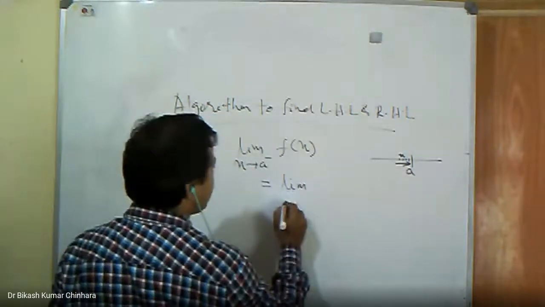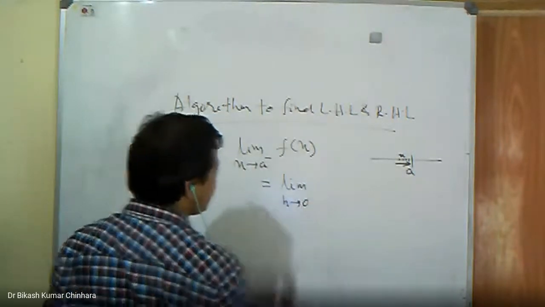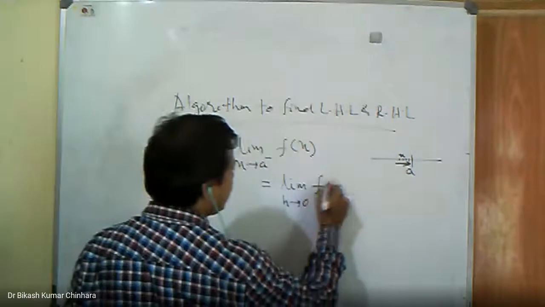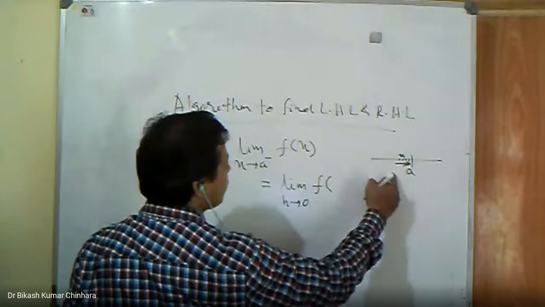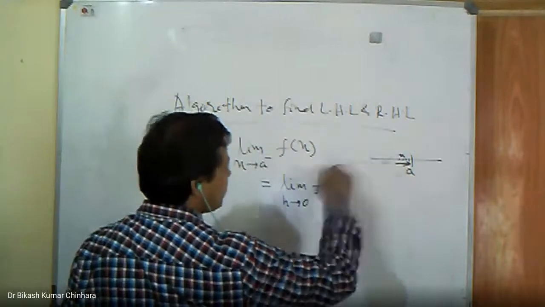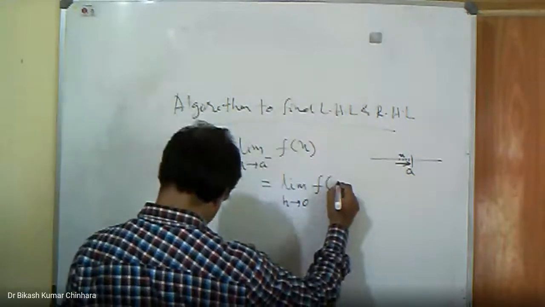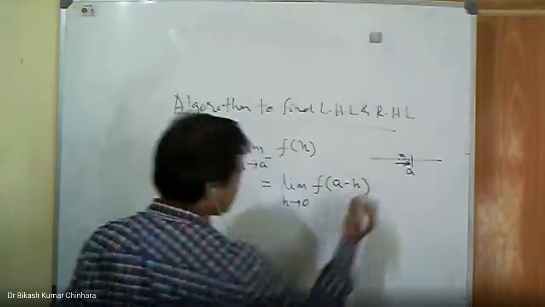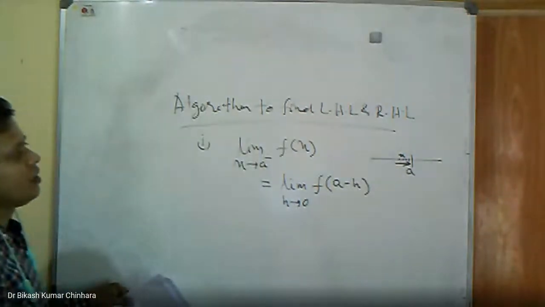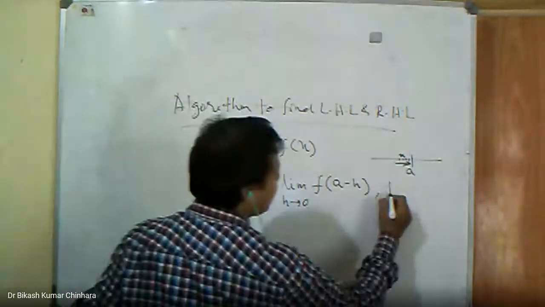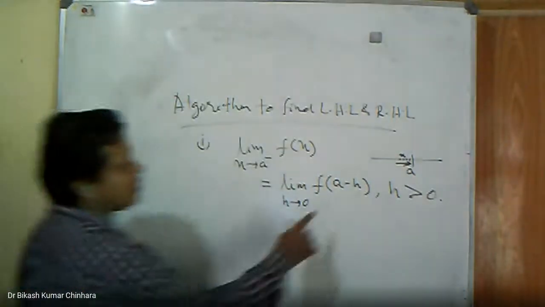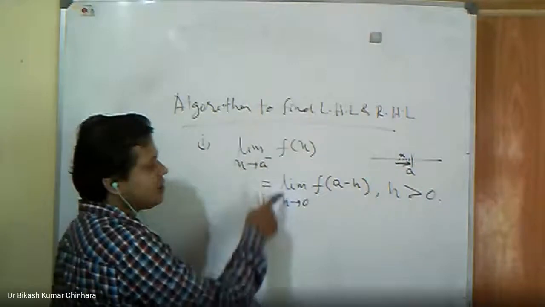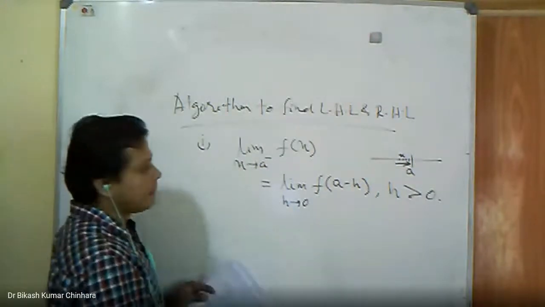So I may write limit h tends to 0 of f of, I am a little away from a in the direction left. So that means I can write it as a minus h. Here h is a positive thing. So this thing is the same as this thing. Are you understanding?